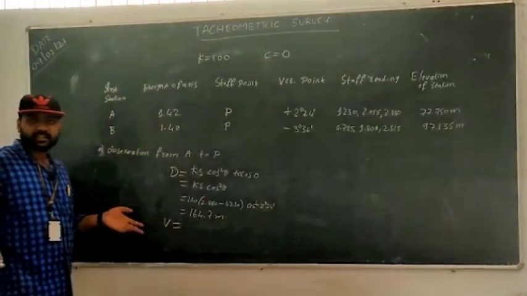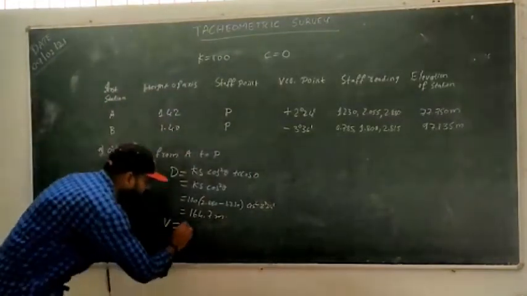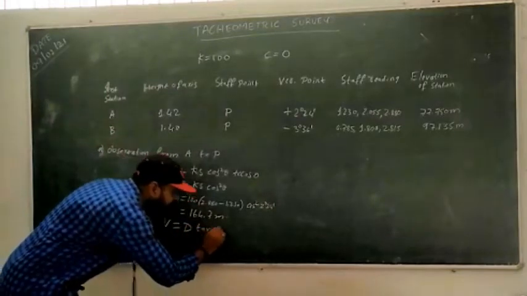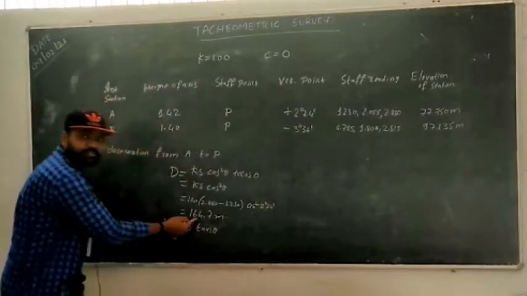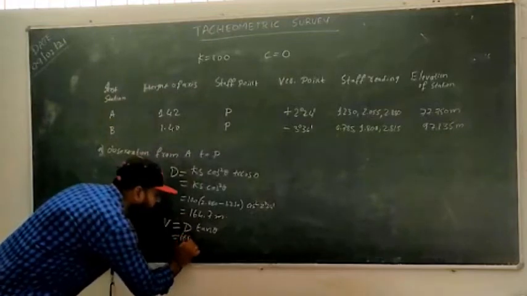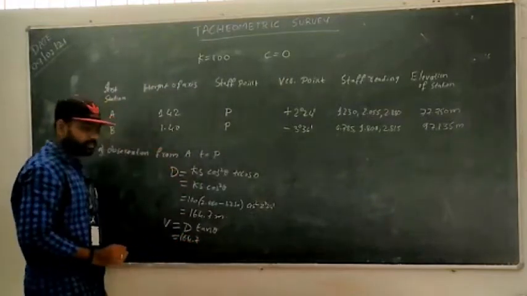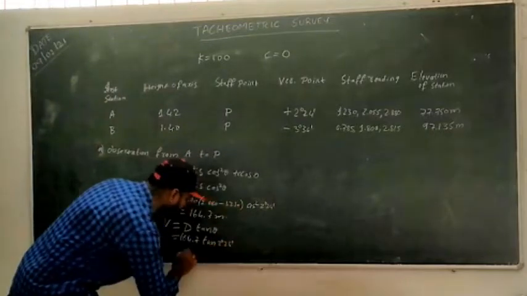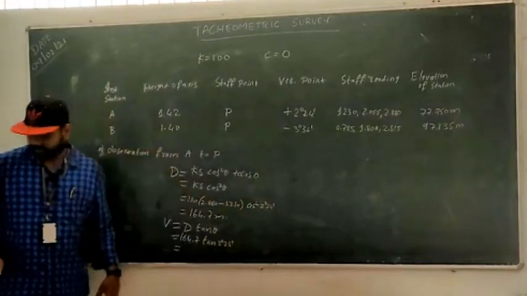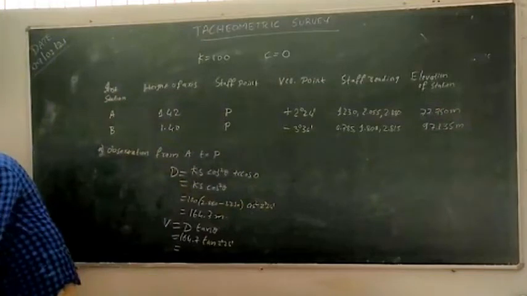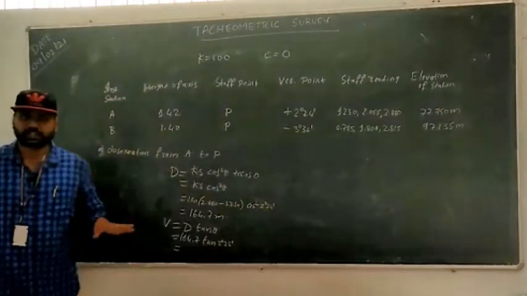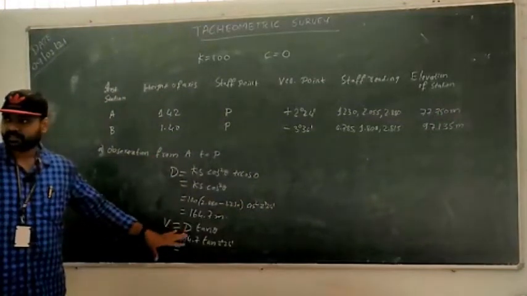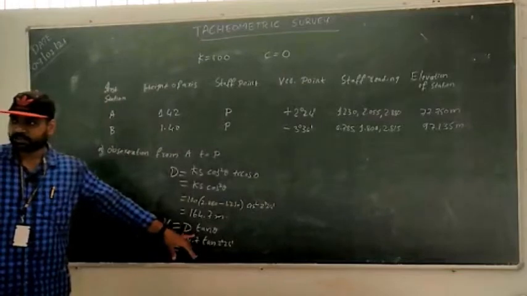Now here we have the equation. What is that? V is L sin theta, or else you can directly use D tan theta. So where D we already found, that is 164.7, and theta value is 2 degree 24 minute. So what is the value? See, none of the textbooks have done it like this. I am putting it directly here due to short time.